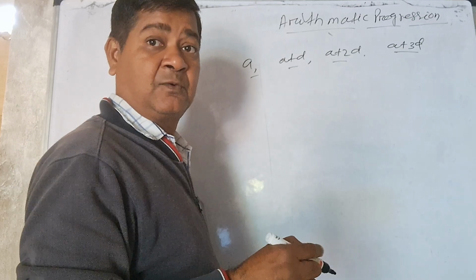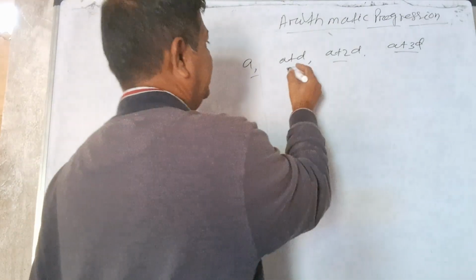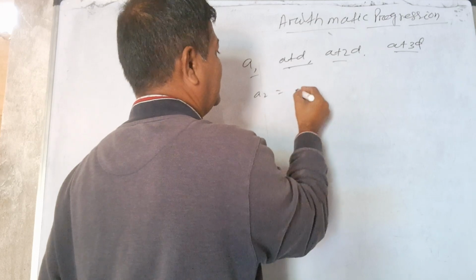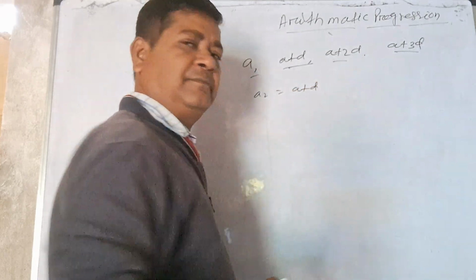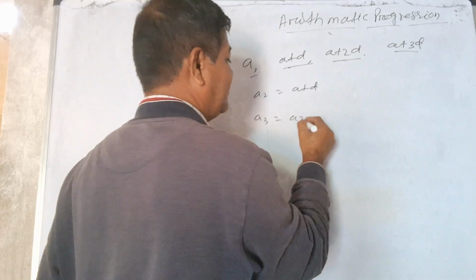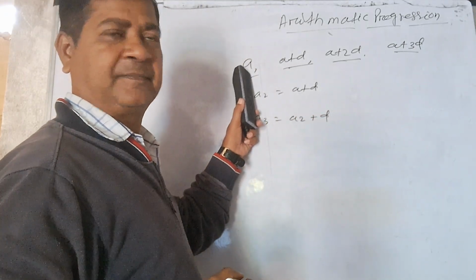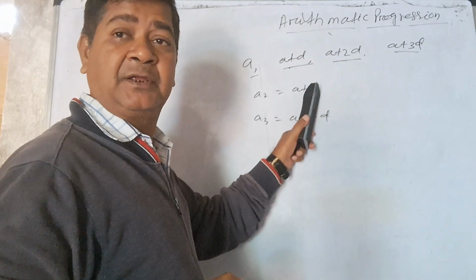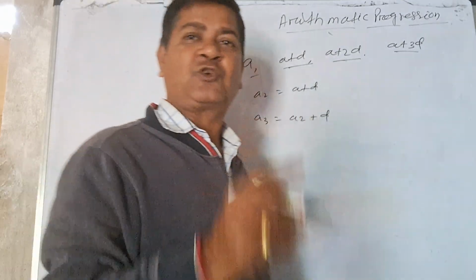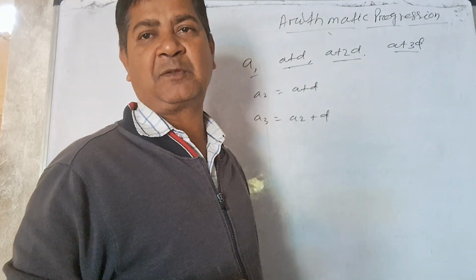Try to understand why. First term is a. Second term a2 equals a plus d. a3 equals a2 plus d. First term a, second term will be a plus d. Adding the common difference, we can find the next terms.